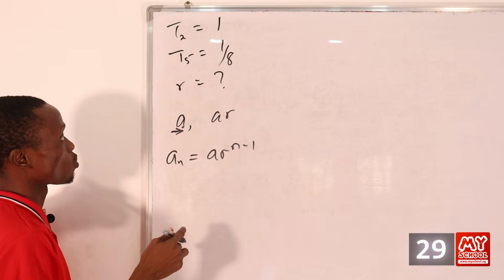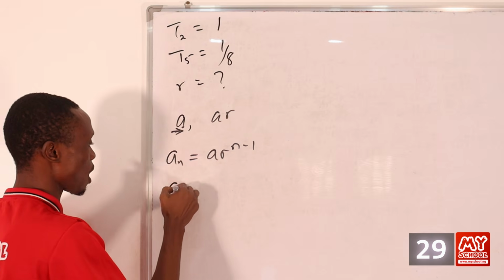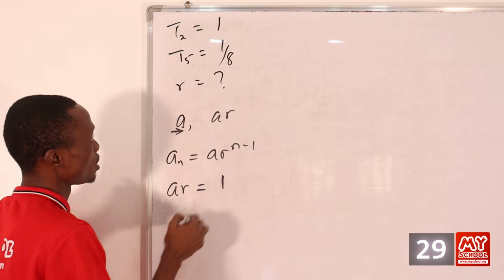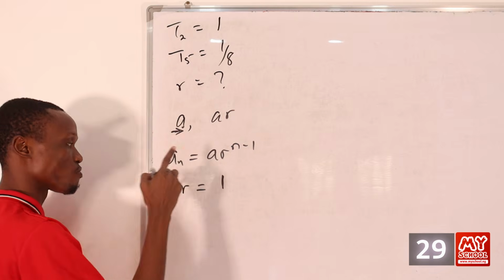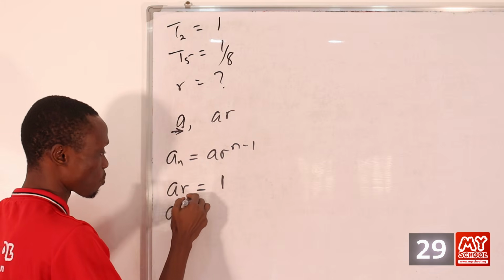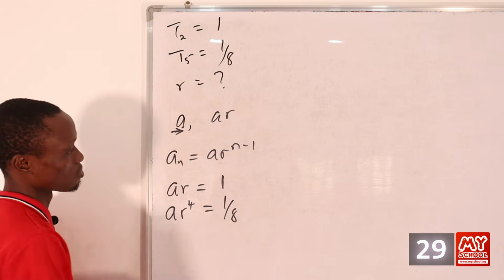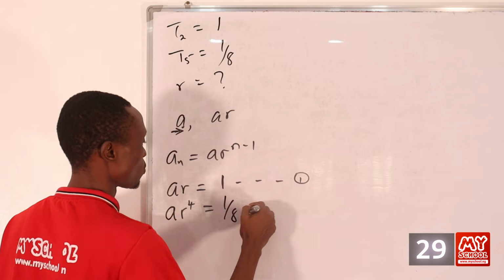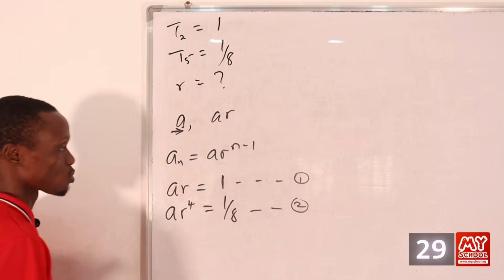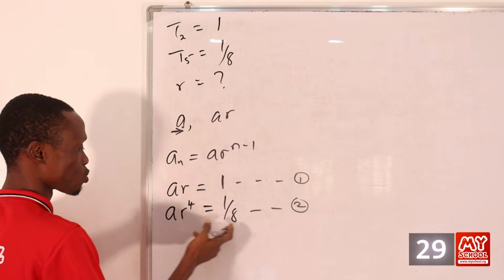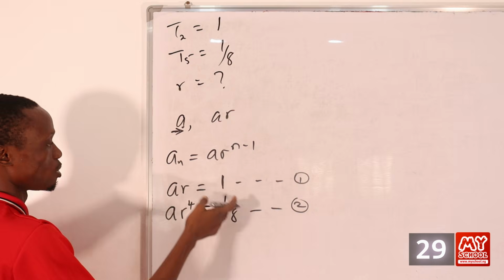Now, since in this question we are told that the second term, which is ar, is equal to 1, then the fifth term will be equal to ar raised to power 4, and they said it's equal to 1 over 8. So we can call this equation 1, and this equation 2. So what do we do next? We simply divide equation 2 by equation 1.